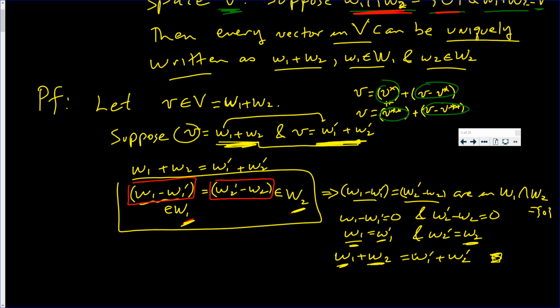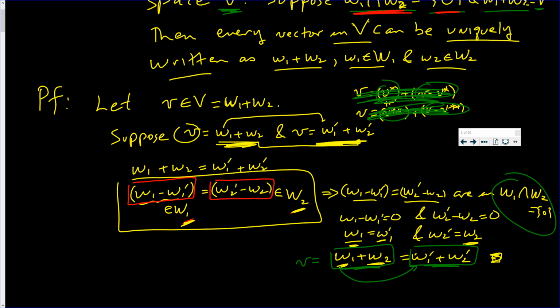But the fact that the intersection only contains the zero vector ruled out cases like this. So it does turn out that these had to be the same exactly. That is, v is uniquely expressed as w1 plus w2. Nothing else would work. If it equals w1 prime plus w2 prime, rest assured that w1 equals w1 prime and w2 equals w2 prime. That completes the proof of this theorem.